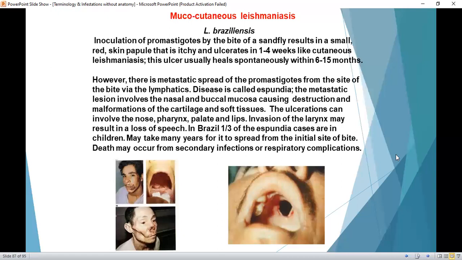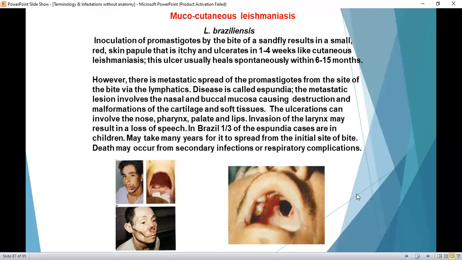But the promastigotes may spread from the bite via the lymphatics. There's a metastatic spread. The disease is called espundia, and it may involve the nasal and buccal mucosa, causing destruction and malformations of the cartilage and the soft tissues. You can see this, right? The ulcerations can involve the nose, pharynx, palate, and lips. Invasion of the larynx may result in a loss of speech.